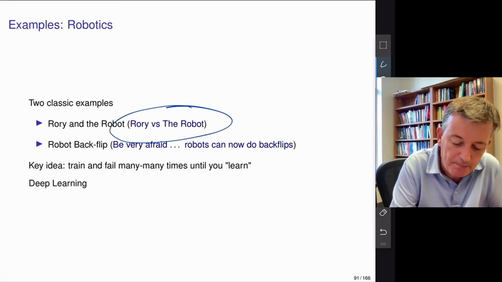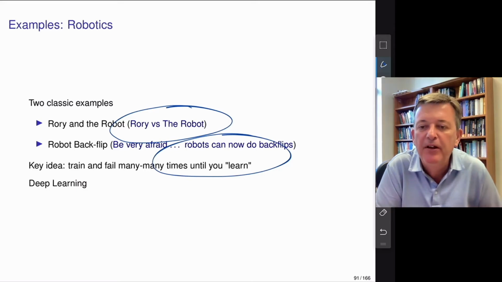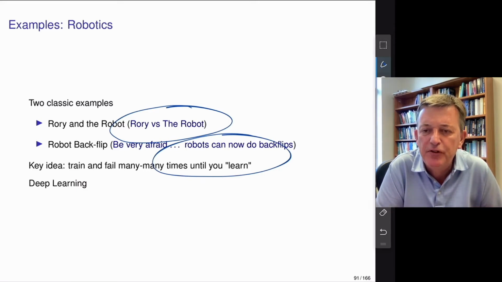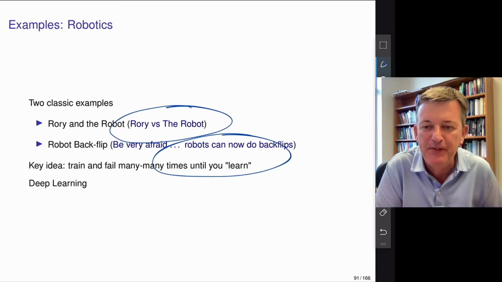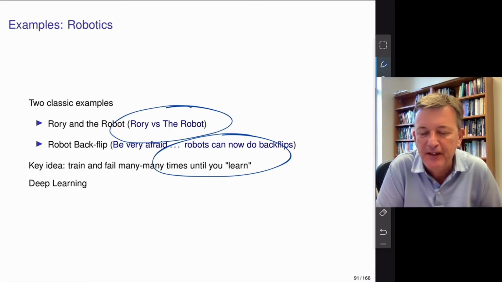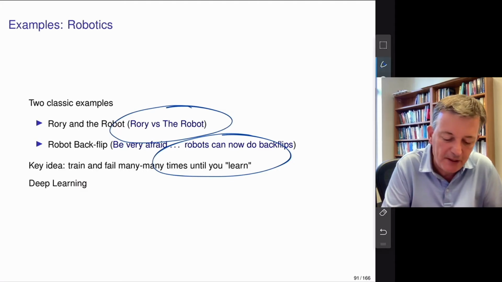There's the robot backflip video. Again, if you start to watch these robotics ones, you get a little bit scared. There's also lots of ones where the robots fail to do things like open doors and they fall over because they're not balanced correctly. But essentially, you can solve quite complicated problems.